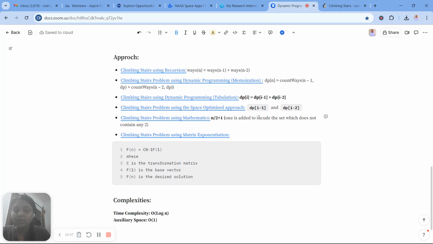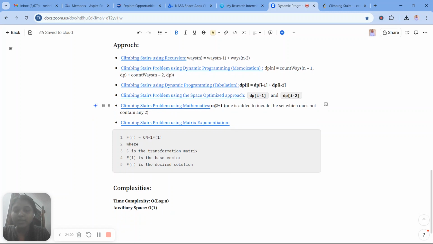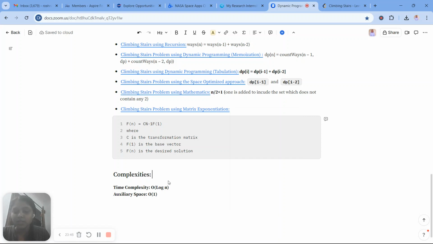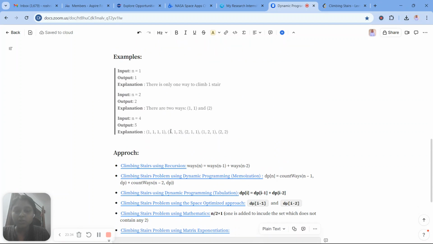The same thing goes for the optimized approach, where you use i minus 1 and i minus 2. Now using mathematics, it is obtained by taking an average, that is n minus 2 plus 1, including this set which is not containing any two adjacent numbers. So that will be your mathematics part. Another approach is matrix exponentiation, where you see the formula F(n) equals C to the power n minus 1 times F(1), where C is the transformation matrix, F(1) is the base vector, and n is the desired solution. Now if we go to the code.